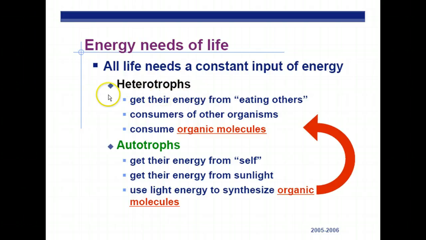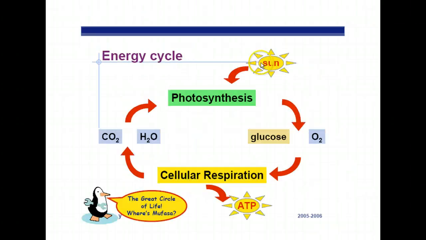Heterotrophs, remember, are other feeders. They get their energy from eating others, and they consume the organic molecules. These are the consumers. Things like fungi and animals are heterotrophs. Autotrophs, self-feeders, get their energy from themselves. They actually get it from inorganic carbon dioxide and other sources, and then they turn those molecules into organic molecules, mainly sugar. The autotrophs give their energy to the heterotrophs.